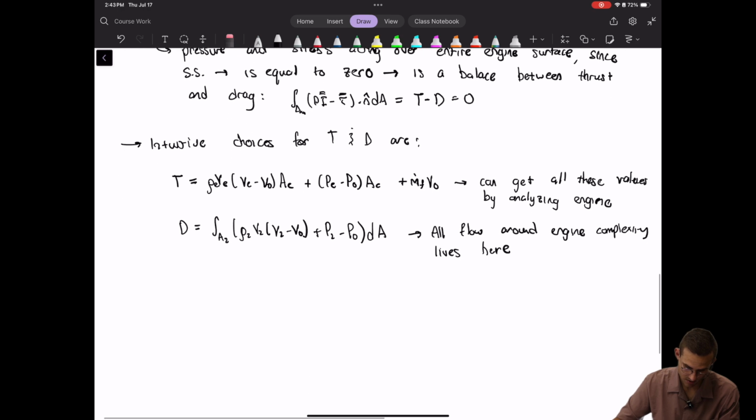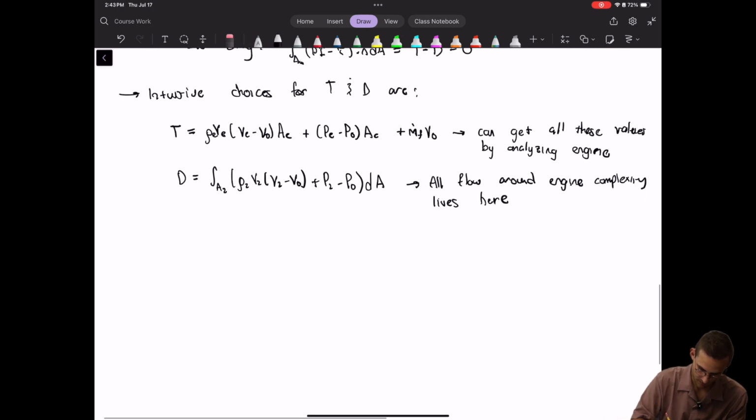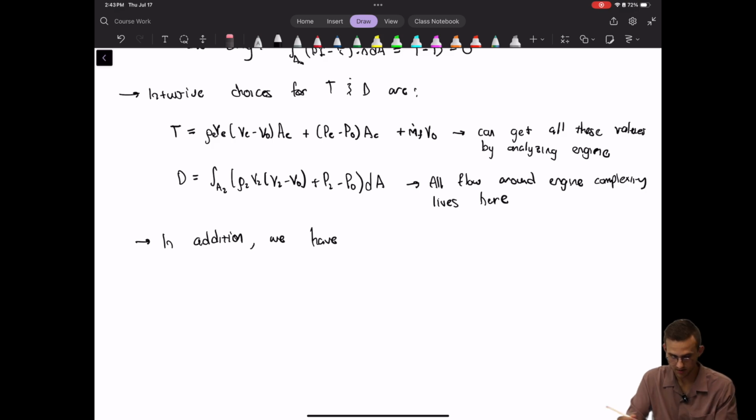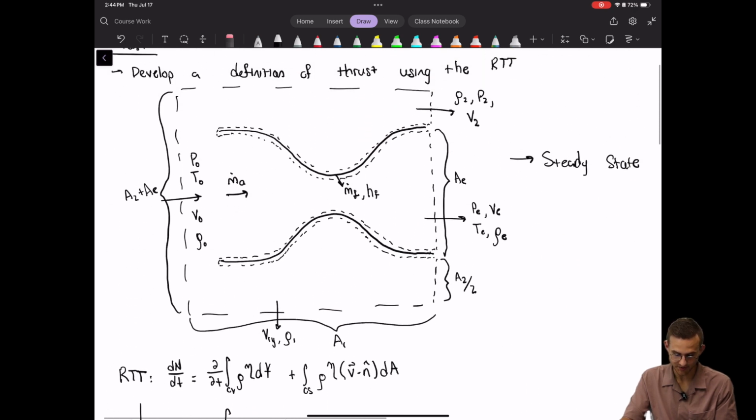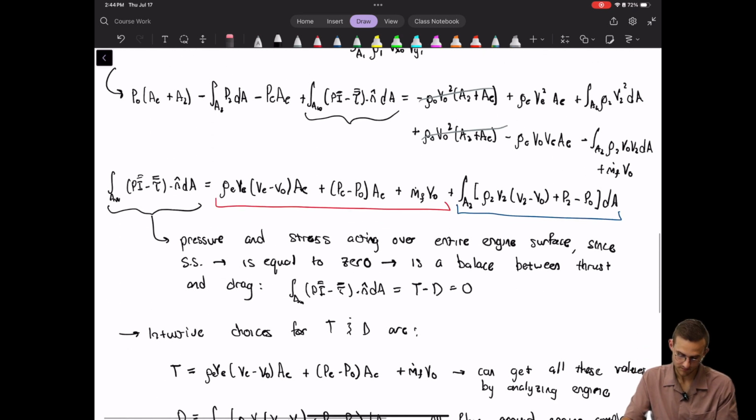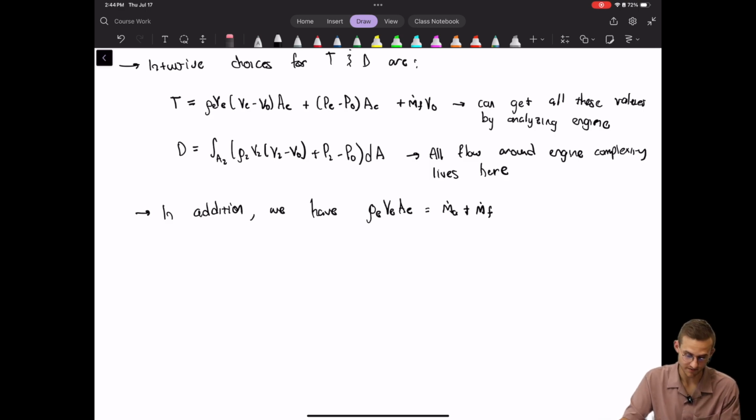So, in addition, another thing to note, we have from just conservation of mass that the airflow exiting through the exit of the engine, so that's rho E V E A E, that's just m dot through the exit, is equal to m dot A plus m dot F. So remember, we defined m dot A as the mass flow rate entering the engine alone, okay?